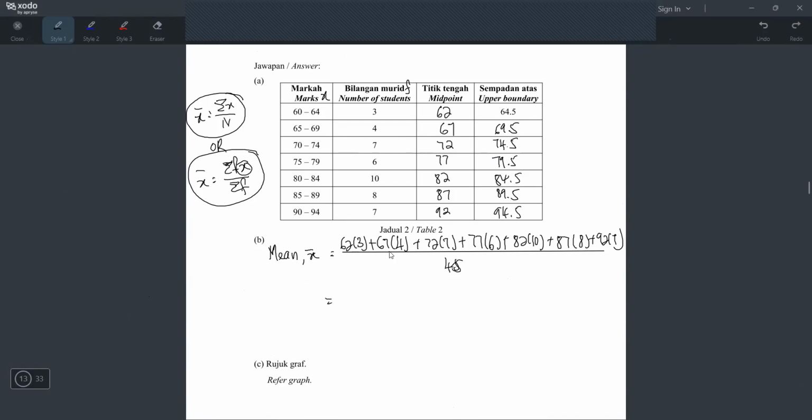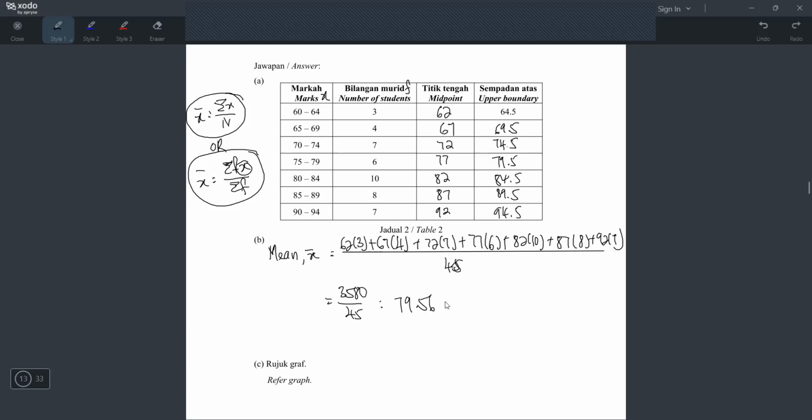And then we press all this, you get. So, okay, I'll press very fast. 62 times 3 plus 67 times 4 plus 72 times 7 plus 77 times 6 plus 82 times 10 plus 87 times 8 plus 92 times 7. Okay, I get 3580 and then divide 45. Okay, my calculator give me 716/9, which is 79.56. So that would be the mean.